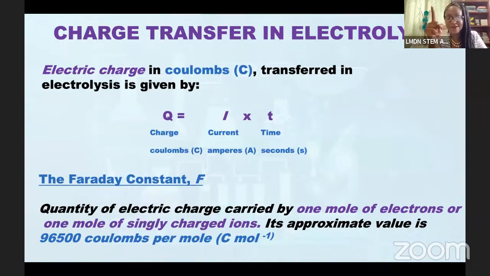Guys, pay attention to this stuff in purple. 1 mole of electrons or 1 mole of singly charged ions. Singly charged ions, this is very important. That's how we find the Faraday constant. It's in terms of a mole of electrons or a mole of singly charged ions. You'll see later on that the reason it's important to distinguish this is because there are doubly charged ions and triply charged ions as well. So we have to know exactly what the species in question is. Since we're talking about doubly charged and singly charged, let me just show you what I mean by that.